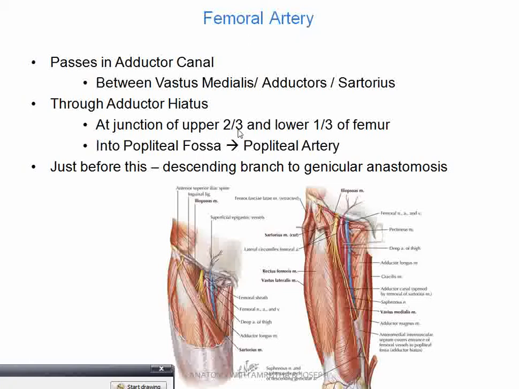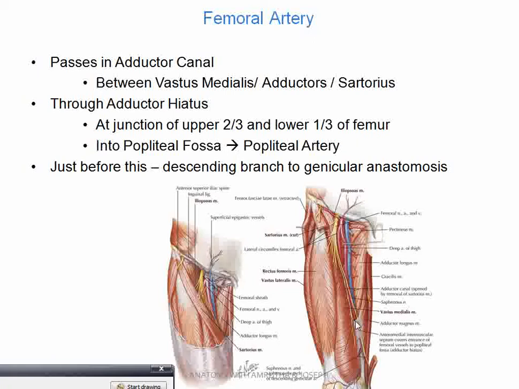So the location of adductor hiatus is at the junction of upper 2/3 and lower 1/3 of femur. So somewhere here in this area. That is the location of adductor hiatus. I said adductor hiatus is an opening that you can see in the adductor magnus muscle.